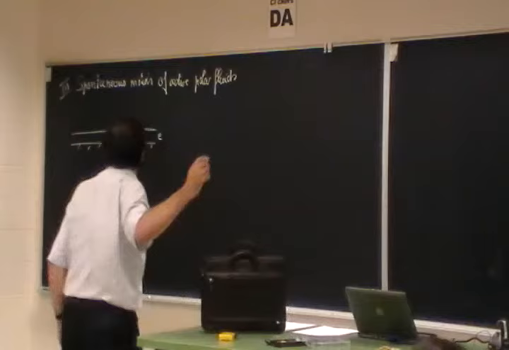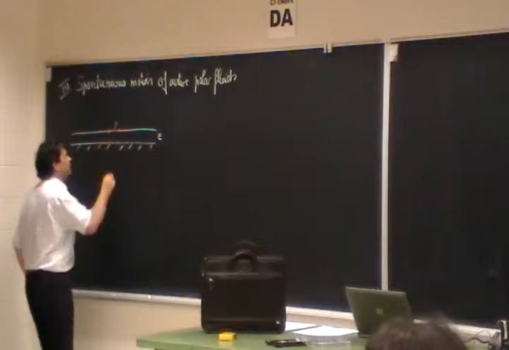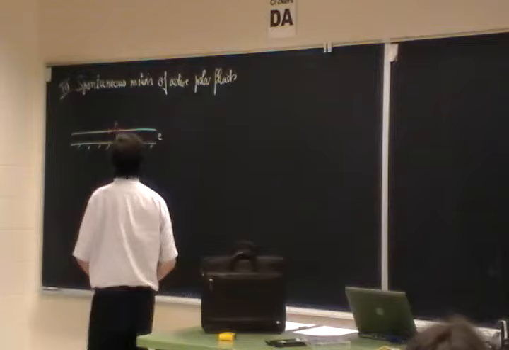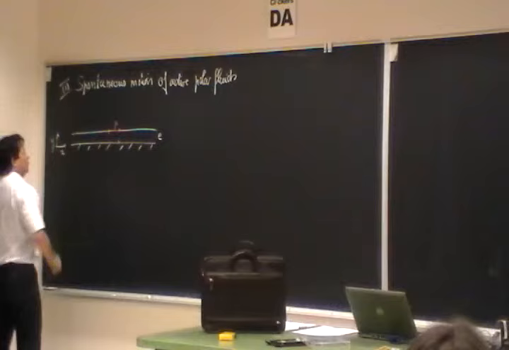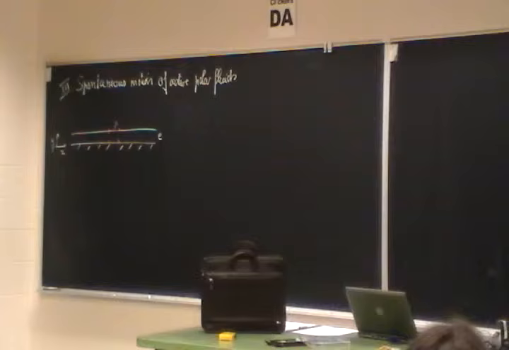I call this axis X and this axis Y. Now there's one steady state for this film, which is P along X, like this, and no velocity. So there's an obvious steady state.